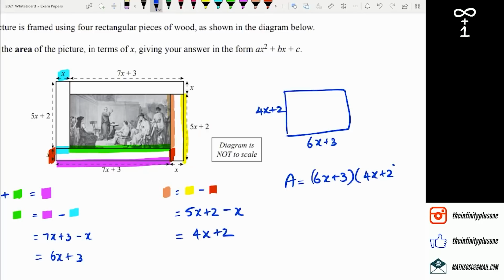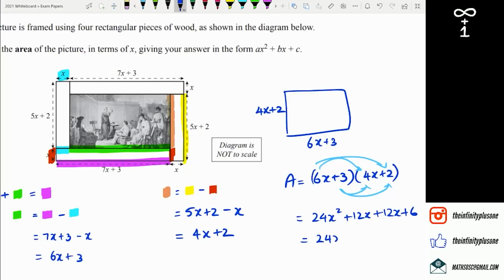So it's just a quadratic equation, and whichever way that you know how to do it, that's fine. Just going to work out the quadratic equation. So we're going to get 24x squared plus 12x plus another 12x plus 6. And this is simplified to 24x squared plus 24x plus 6.